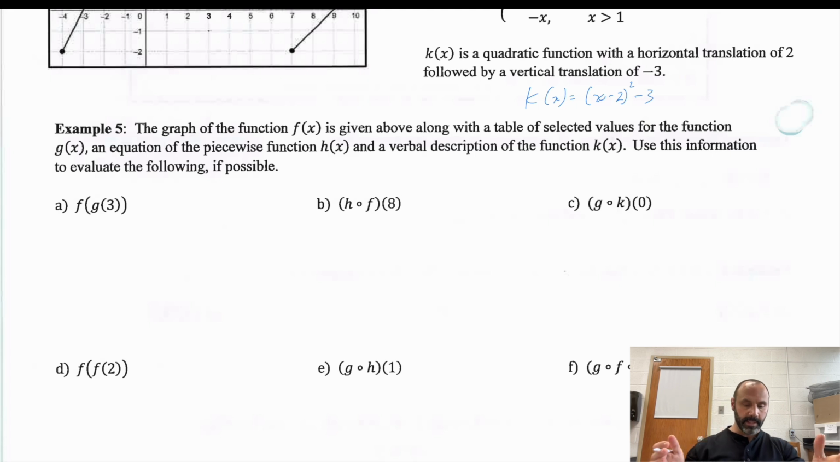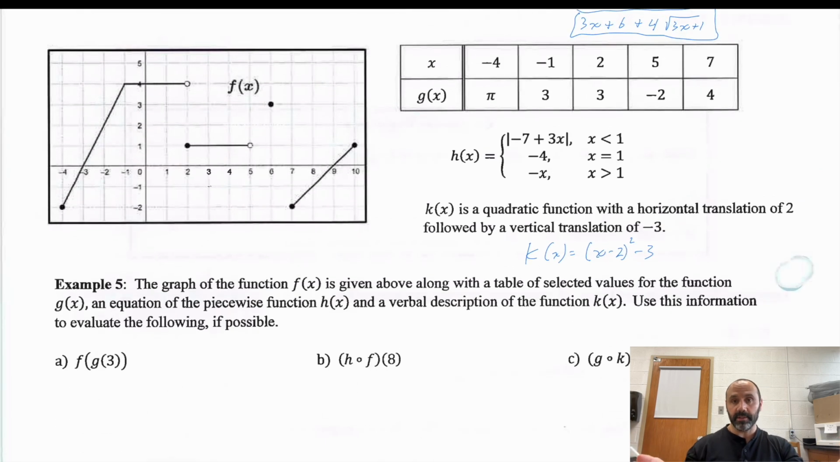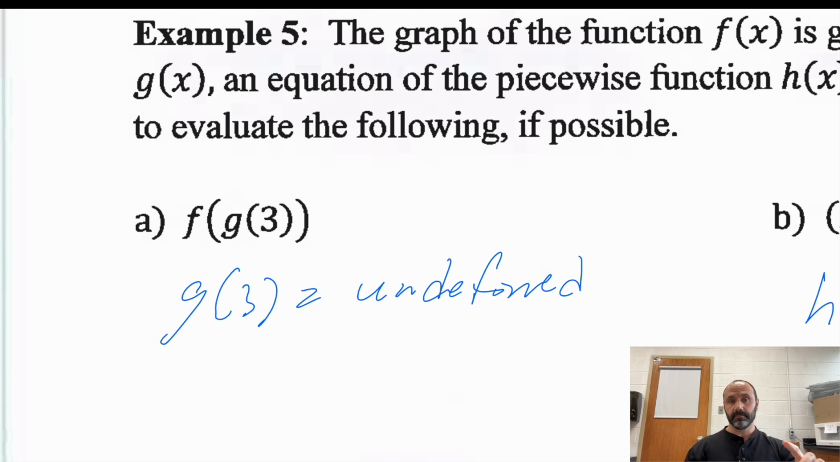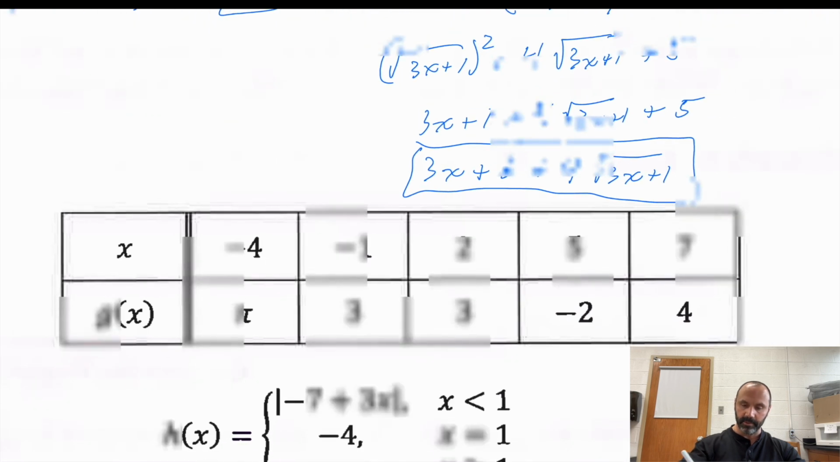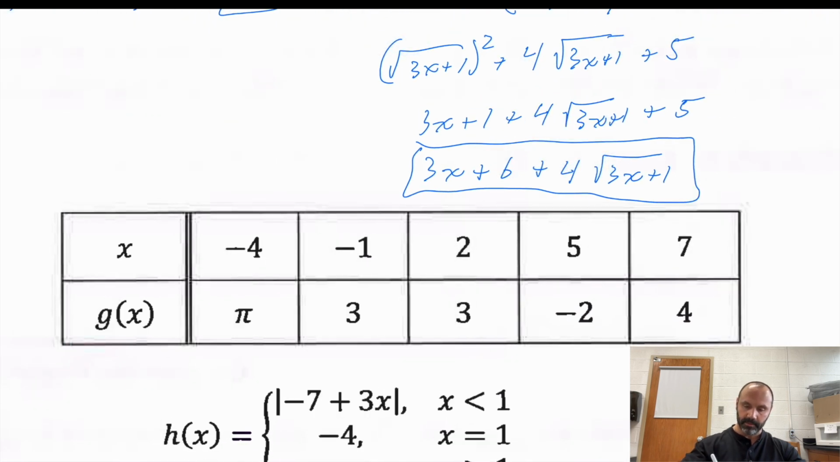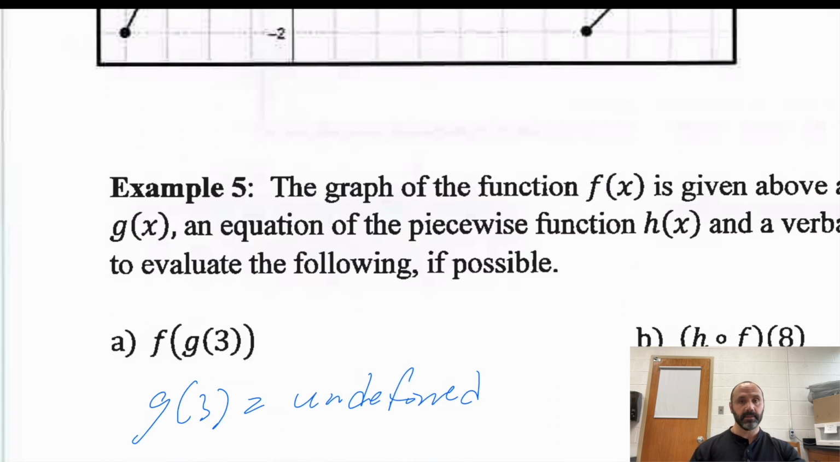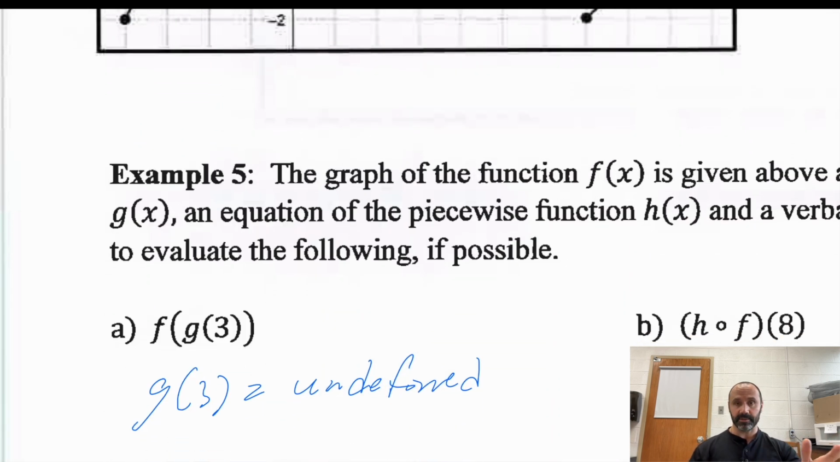Again, like A, I'm taking 3, putting it into G. I'm taking that output and putting it into F. Okay, and sometimes I don't have an equation. I'm just using these other graphs and stuff, right? So G of 3. So when I put in 3 for G, I try to do that. Notice that there is no input for 3, right? So it's not defined. And so if I have undefined for G, I can't put undefined back in for F. And so the answer to A is just that it's undefined.